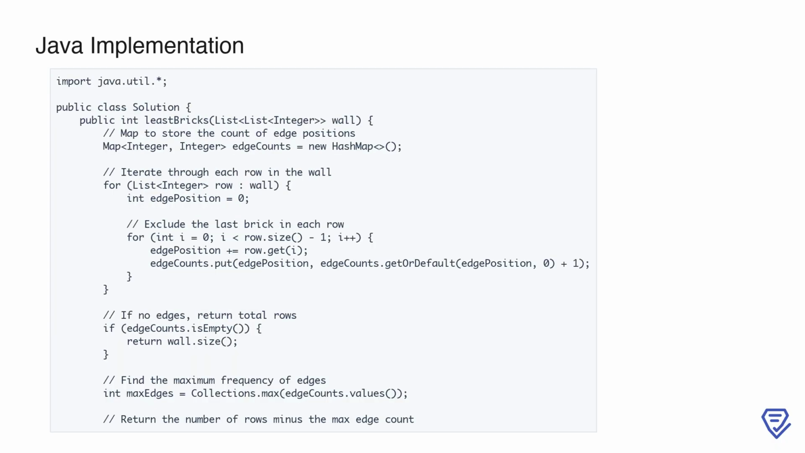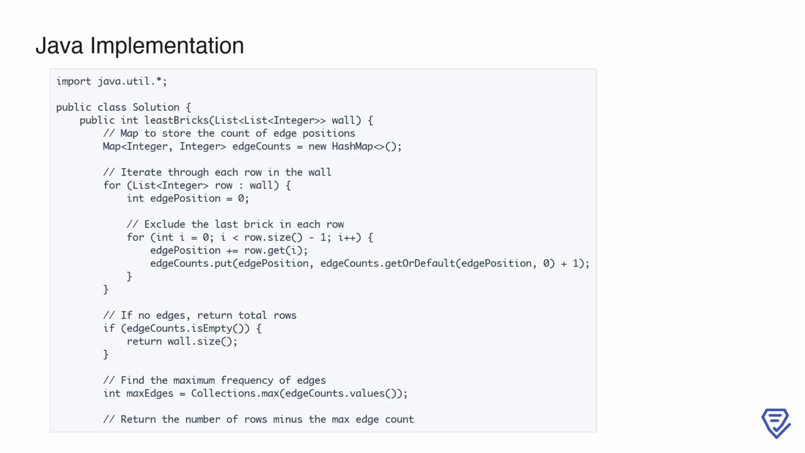Here, we start with the Java implementation of the solution to the brick wall problem. First, we import the necessary utility classes, such as java.util.*. In the Solution class, we define the leastBricks method, which takes a list of lists of integers representing the brick wall as input. The goal is to minimize the number of bricks that a vertical line crosses. To achieve this, we use a hash map called edgeCounts to keep track of the frequency of edge positions where bricks end, excluding the edges at the far right of each row.